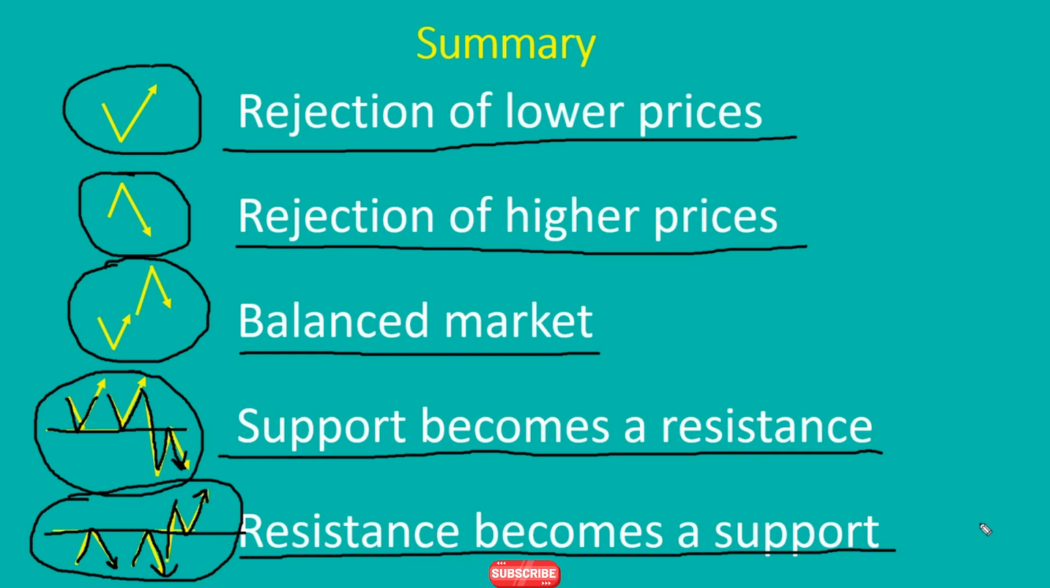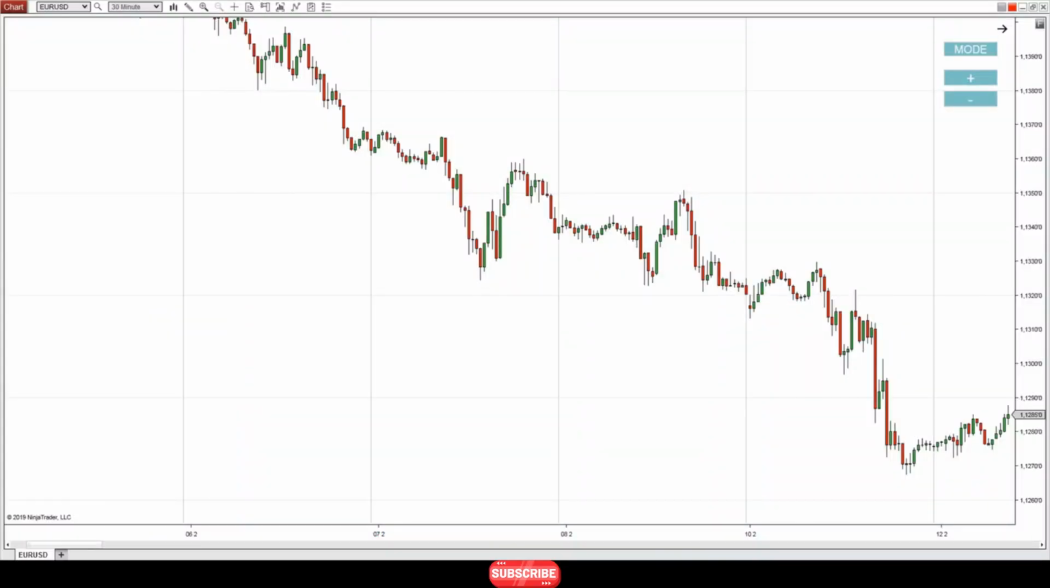Alright, so that's for the theory, and let's now have a look at the charts. Let's have a look how to use those in real trading. So let's now have a look at the charts and how to implement the rejections in real trading into real charts. This is the Euro-Dollar 30-minute chart, so let's start with this one.